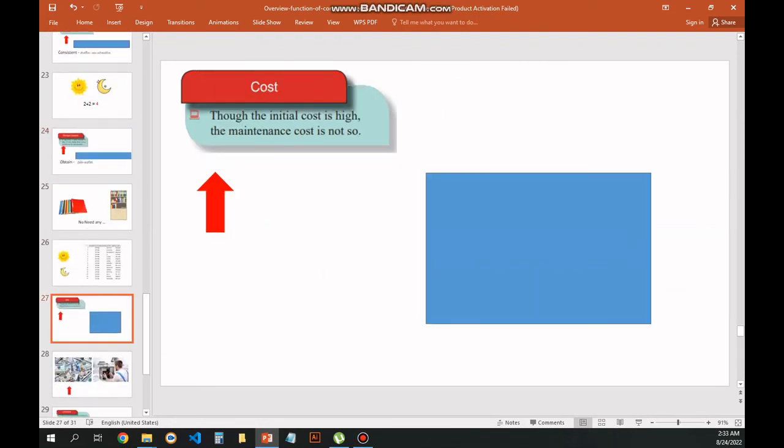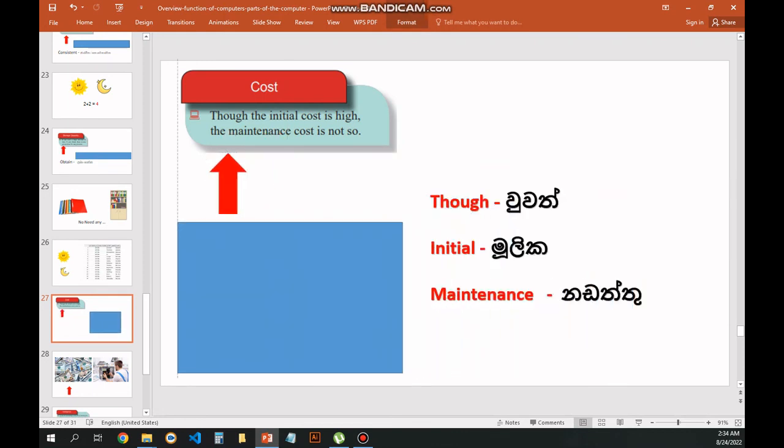Then here we are going to talk about the cost. Cost: though the initial cost is high, the maintenance cost is not so. There are some difficult words, though, and maintenance and initial. So let's try to see the meaning here. These are the meanings.